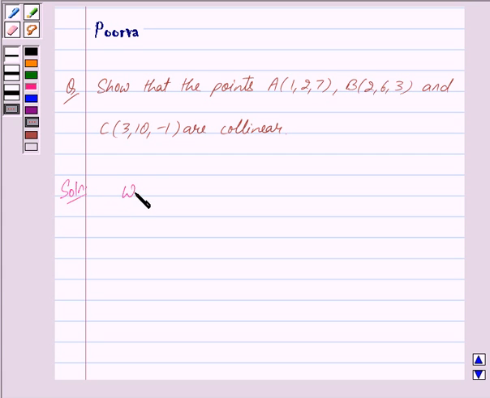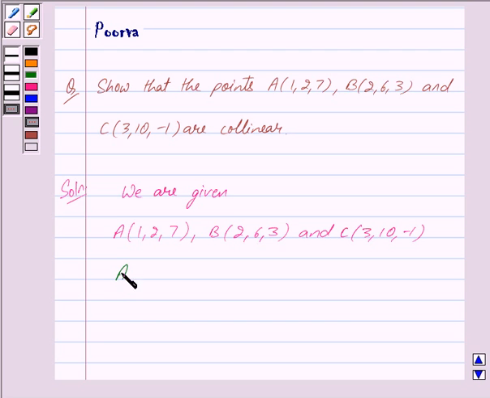Now we are given that A is (1, 2, 7), B is (2, 6, 3) and C is (3, 10, -1). And we have to show that points A, B and C are collinear.